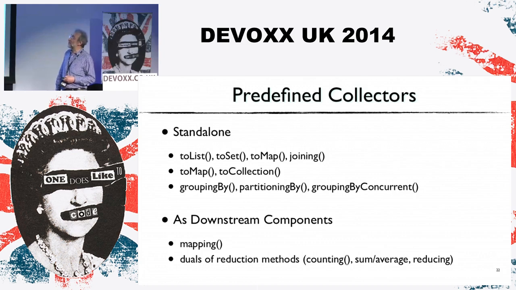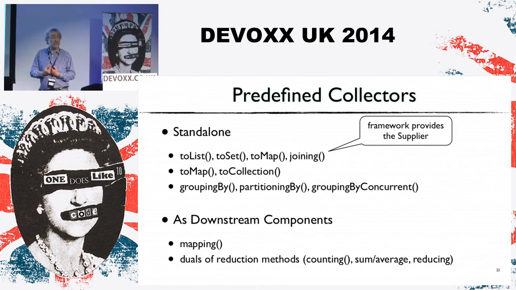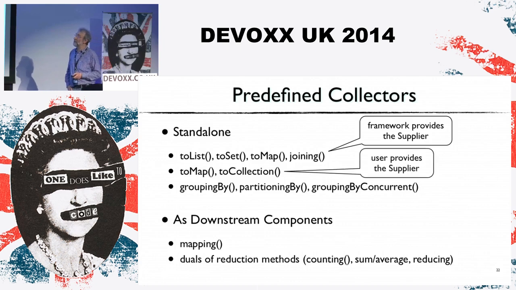With these ones the framework provides the supplier. So if you use the factory method toList, you'll get a collector which collects to an ArrayList. That's the current implementation. But they might change that next week. Similarly, a HashSet and so forth. If you want to supply your own supplier, provide your own supplier, then you can use one of these.